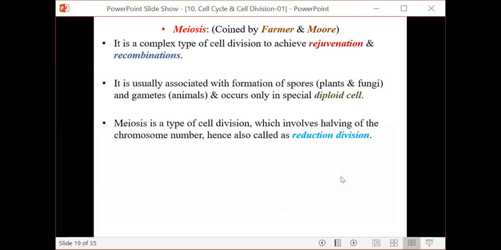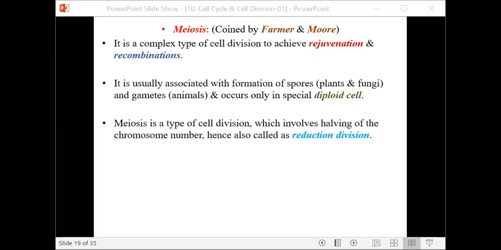Now, this division is also called reductional division. The reason being, the genetic content, the whole genome present within the cell, is reduced to half when the daughter cells are formed. The daughter cells that form will contain half of the genetic quantity found within the parent cell participating in the process of meiosis.